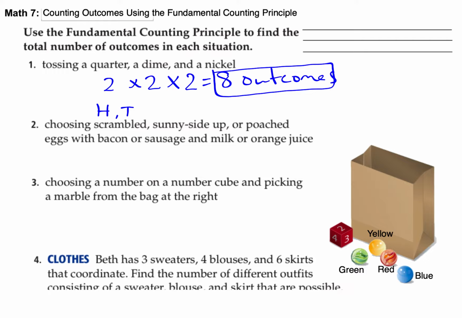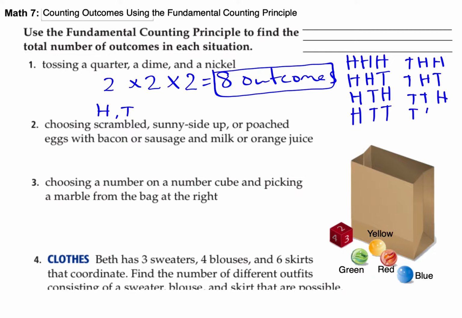Now, that's a short enough list, I could actually quickly create it. It'd be heads, heads, heads; heads, heads, tails; heads, tails, heads; heads, tails, tails; tails, heads, heads; tails, heads, tails; tails, tails, heads; and tails, tails, tails. Those are all 8 outcomes in the sample space for tossing a quarter, a dime, and a nickel.